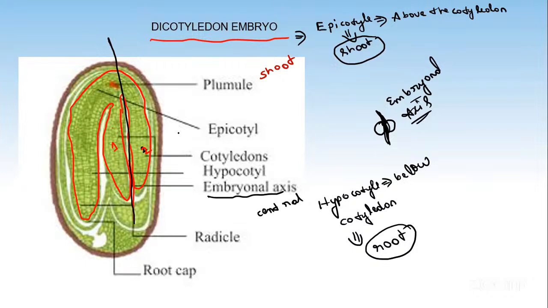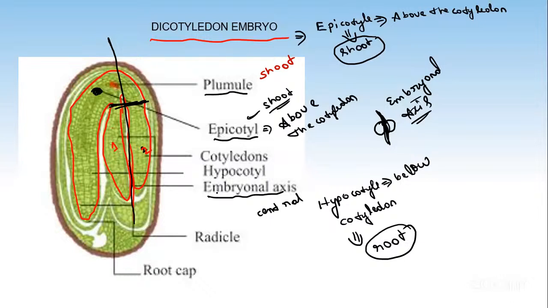And the epicotyl is present above the cotyledon. Here you can see this is the cotyledon part, till here is the cotyledon part, and this structure is above the cotyledon. So that's why it is called the epicotyl. The shoot part is going to arise from the epicotyl. And the plumule is above the epicotyl, that is going to form the shoot part.